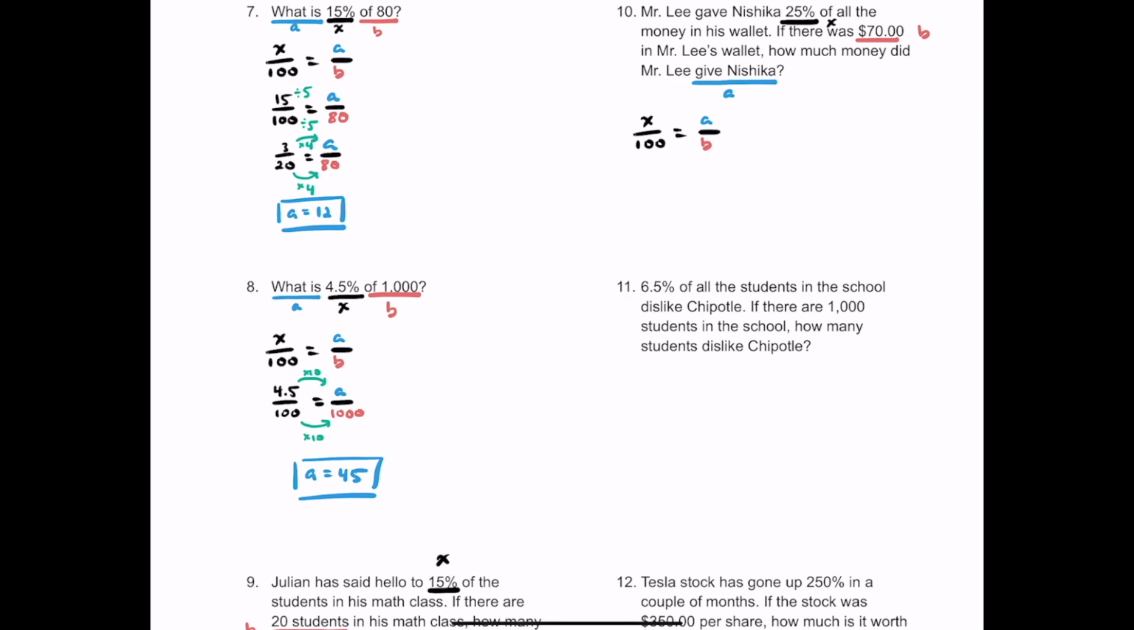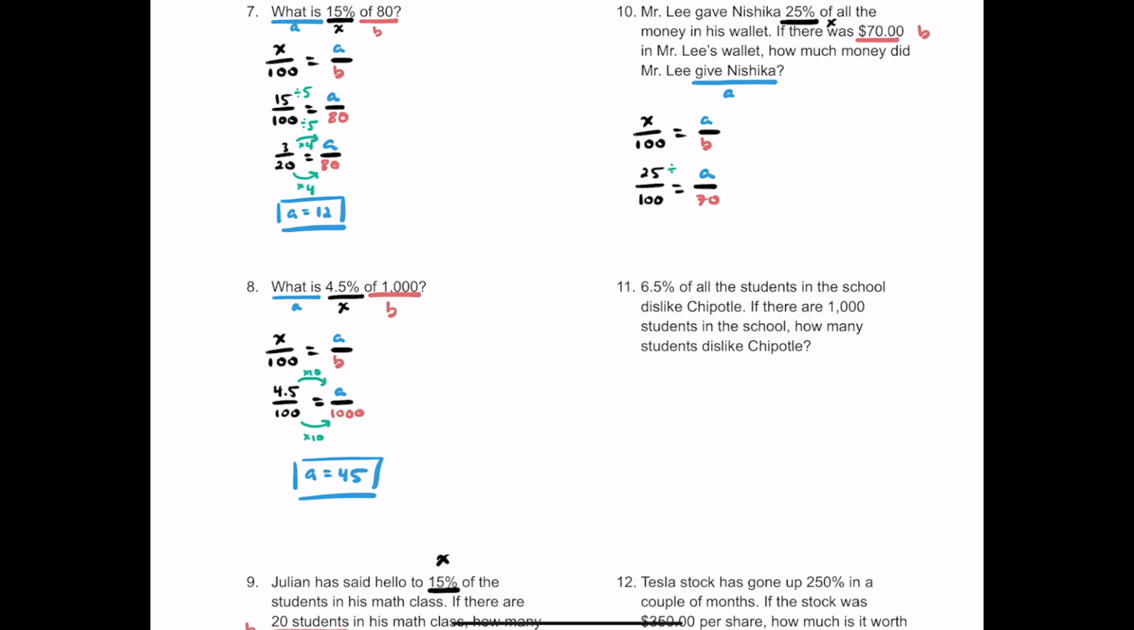And substituting in, X is 25%, so 25 over 100 is equal to A, that's the part we're looking for. Okay, that makes sense. And B is 70, that's the total amount of money in my wallet. Now we should maybe do a little simplifying.